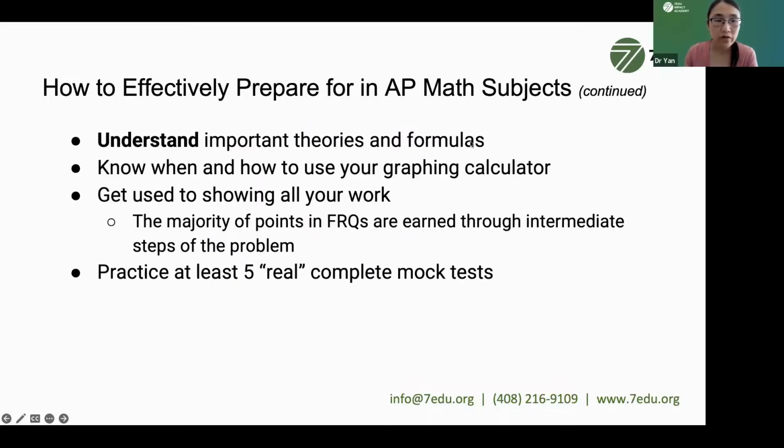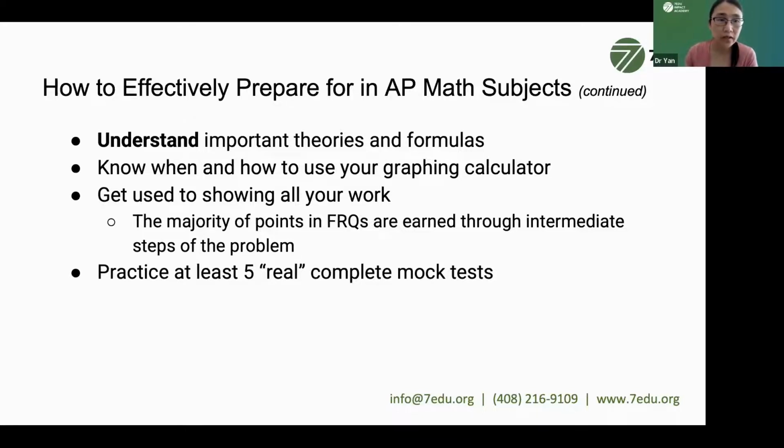Okay, and then if we move on to the things that you do need to pay attention to, of course, you need to understand important theorems and formulas. Although our teachers do give students some cheat sheet to help them review the concepts, it is not for the purpose for you to memorize them. Okay, and also both calculus and statistics tests allow you to use a graphing calculator. But again, you don't blindly use your calculator, right? You don't have to rely on your calculator. Don't overly use your graphing calculator. You need to know when you should use your calculator and how. What are the functions that you can use to help you solve problems faster?